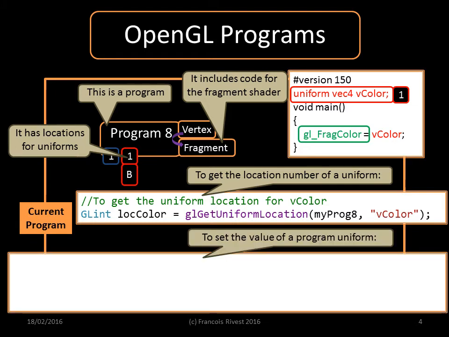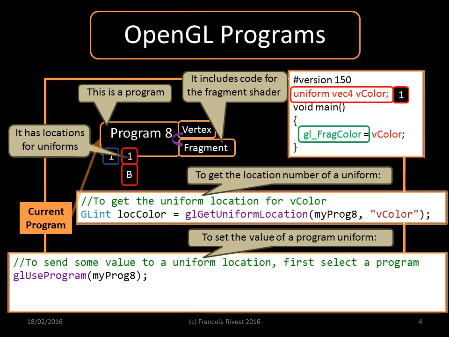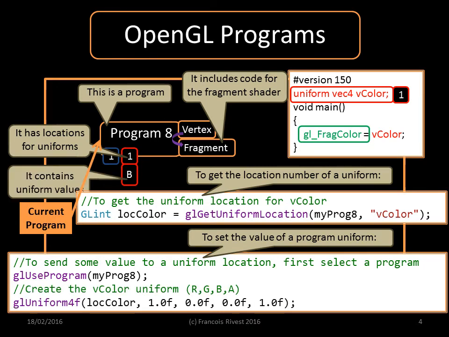But if you want to set the value of a program uniform, it's a little bit more complicated. The very first thing you need to do is make the program the current program. Otherwise, you won't be able to access its uniform. You're always accessing the uniforms of the selected program. So you use glUseProgram to select your program. Once the program is selected, you can call one of the glUniform functions to set the value of that uniform. And there you go. That uniform is ready.